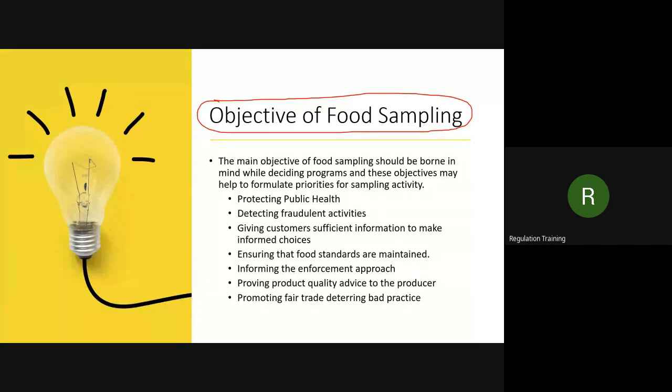Okay, sorry. So proving product quality means I am the FSO and I have collected a sample from your premises. Now what will happen? If the FSSAI report is okay, there is no problem with your food products. It means it will give you confidence also. So that is the proving product quality advice to the producers.